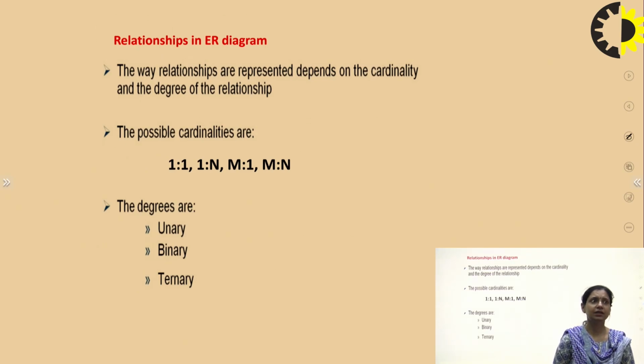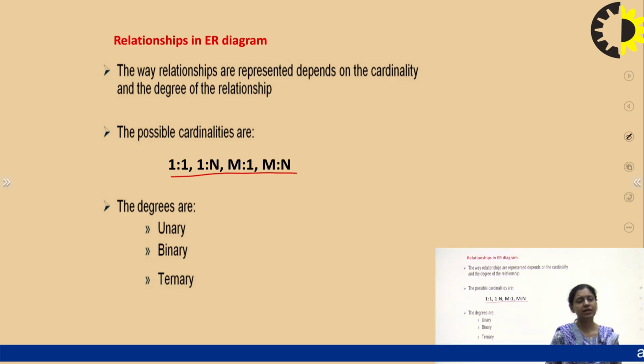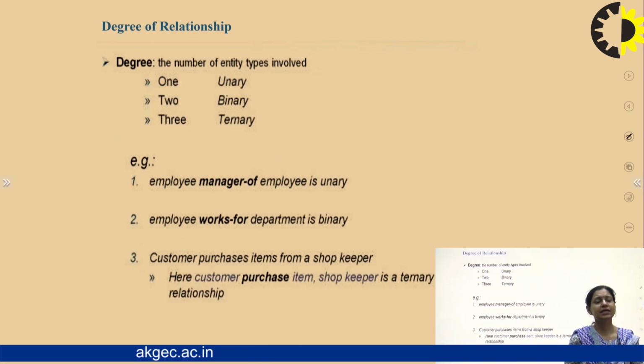We have certain properties of relationships in an ER diagram. We have the cardinalities and the degrees. Possible cardinalities are 1:1, 1:n, m:1, m:n. We'll see how these cardinalities work. There are 3 degrees as well: the unary degree, the binary degree and the ternary degree, while discussing the relationship in an ER diagram. Let's take each one of them one by one.